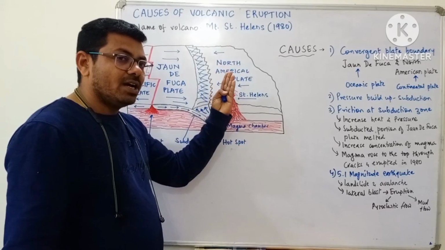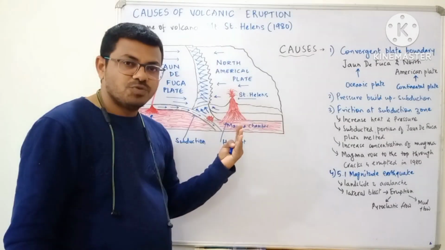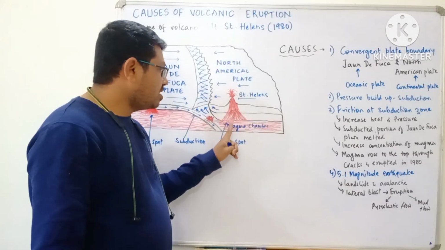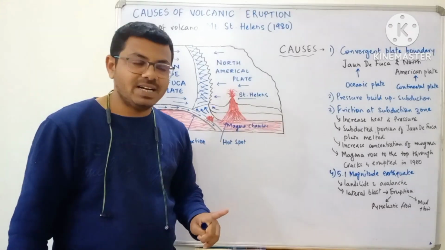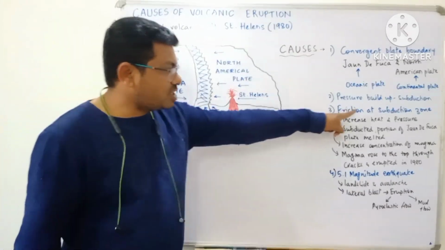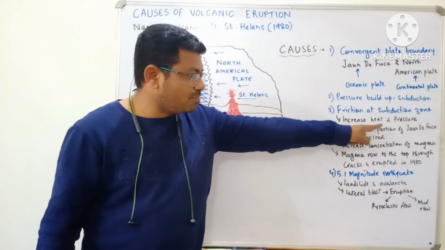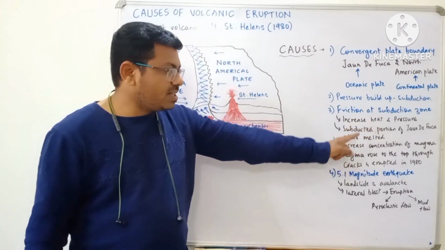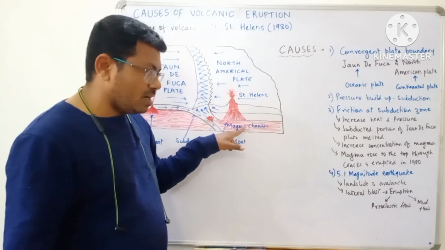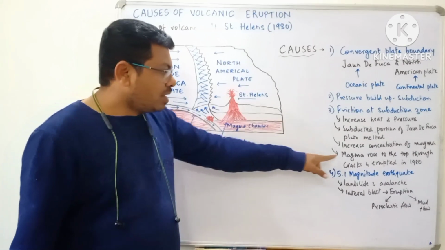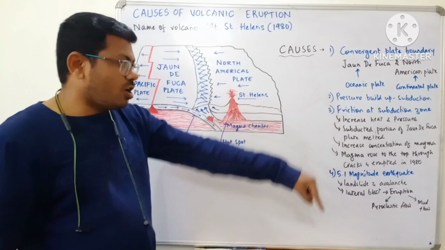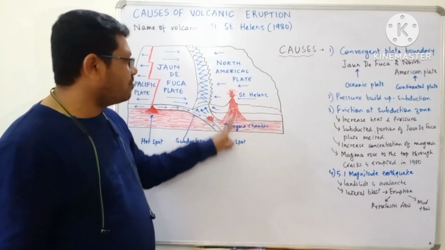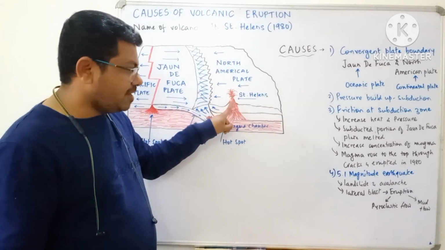Initially, magma started coming out through cracks and weaknesses. It came out through Mount St. Helens. So: friction at the subduction zone, increased heat and pressure, the subducted portion of the Juan de Fuca plate melted, increased concentration of magma in the magma chamber. Magma rose to the top through cracks and finally erupted in 1980.